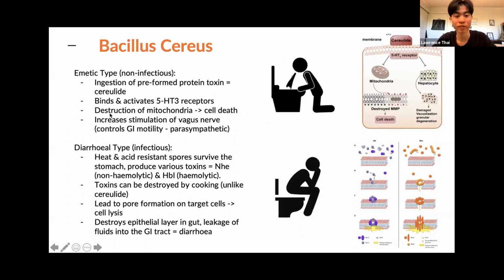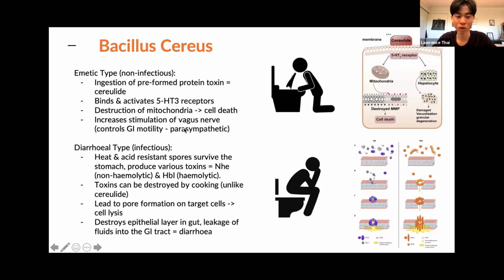So for example, one of the effects is that it kills the mitochondria off. And because you need mitochondria to survive, you can't do anaerobic forever, the cell will die. It also causes an increased stimulation of the vagus nerve, which I'm pretty sure Stone might go a bit into. It's to do with the parasympathetic system, the rest and digest system. And it's to do with how fast your digestive system can move food through the system. So that's kind of how the emetic type works. And the key side effect is vomiting.